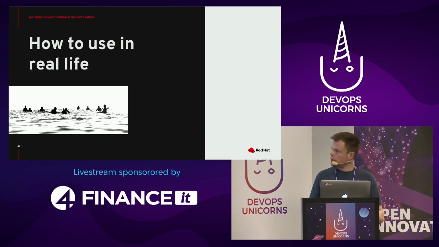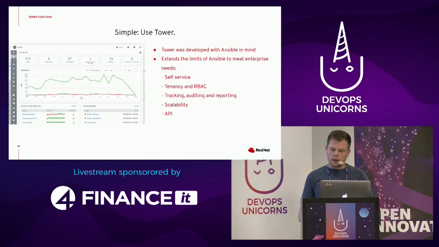Okay, so all of that's good, but your managed environment's growing all the time, and it's really an enterprise scenario, and you've got a bit of an overhead managing your inventory and all the other bits and pieces. So in real life, fairly obvious, you need to use Tower. So Tower's been built and designed with Ansible Core in mind. It extends the limits of Core to include enterprise requirements. So you've got self-service, API, scalability, reporting, that kind of thing.